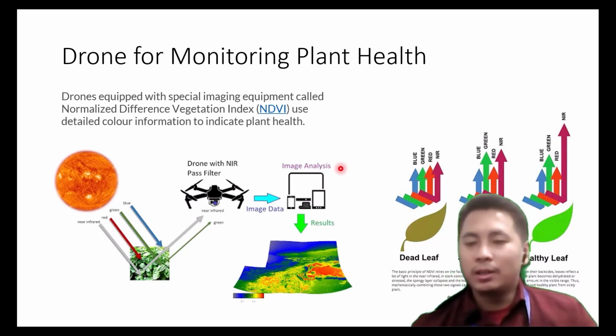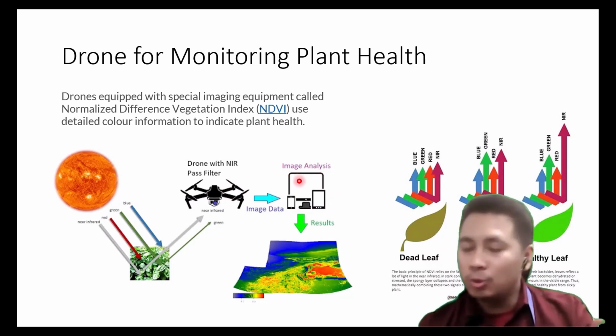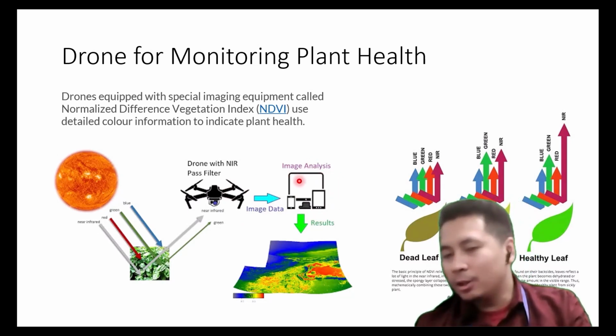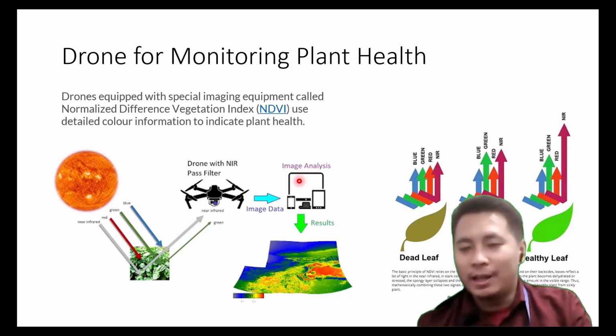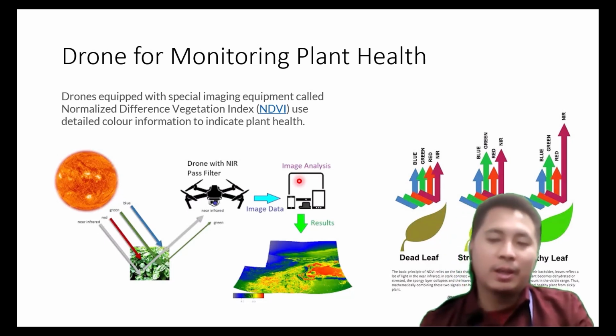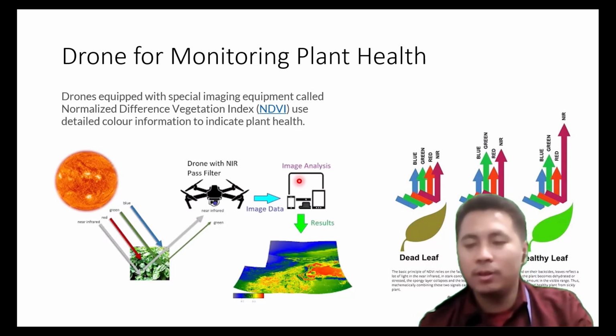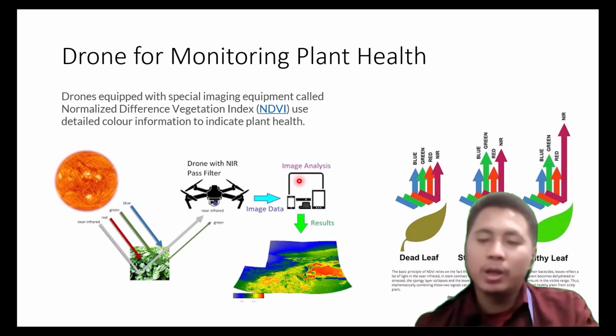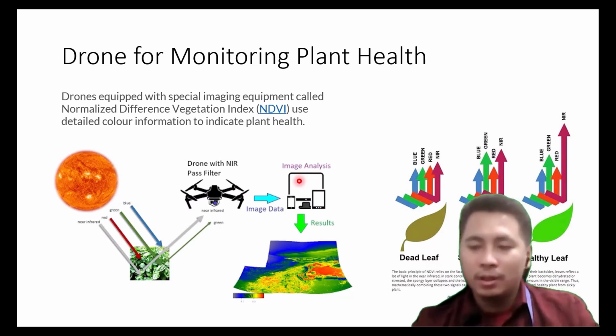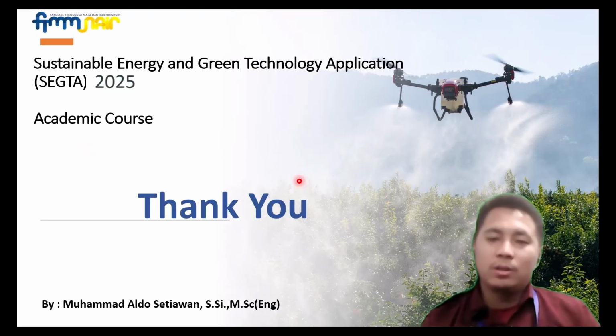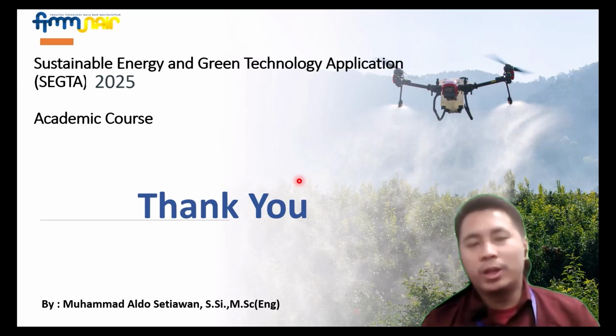So we can get the image data and put it on analysis. There are so many software packages now that can analyze the NDVI data, and we can get a result map in which we can distinguish which areas have healthy leaves. And maybe we can put the specific dosage on the spraying drone for precision farming. I think that's all the material that I could share.